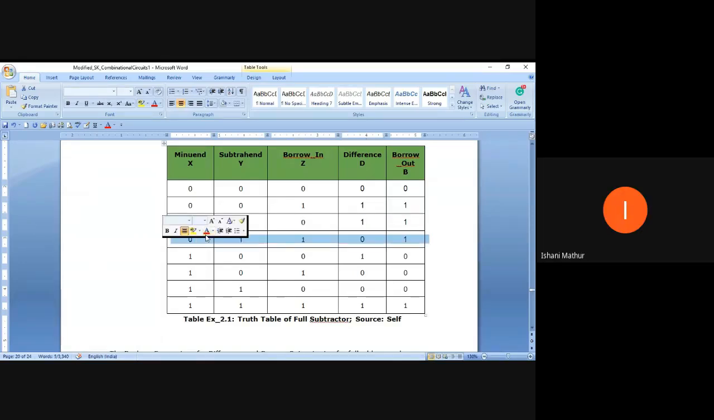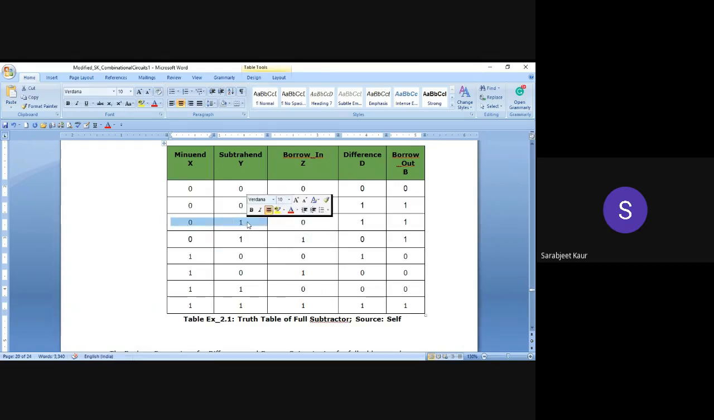Let us look at the fourth row. So 0 minus 1, as was the case in the previous row, we get a borrow, so that this becomes 2, minus 1 is equal to 1. Now this 1 minus the 1 in the z column gives me a 0 as the difference. Any problem? No, ma'am. Good.